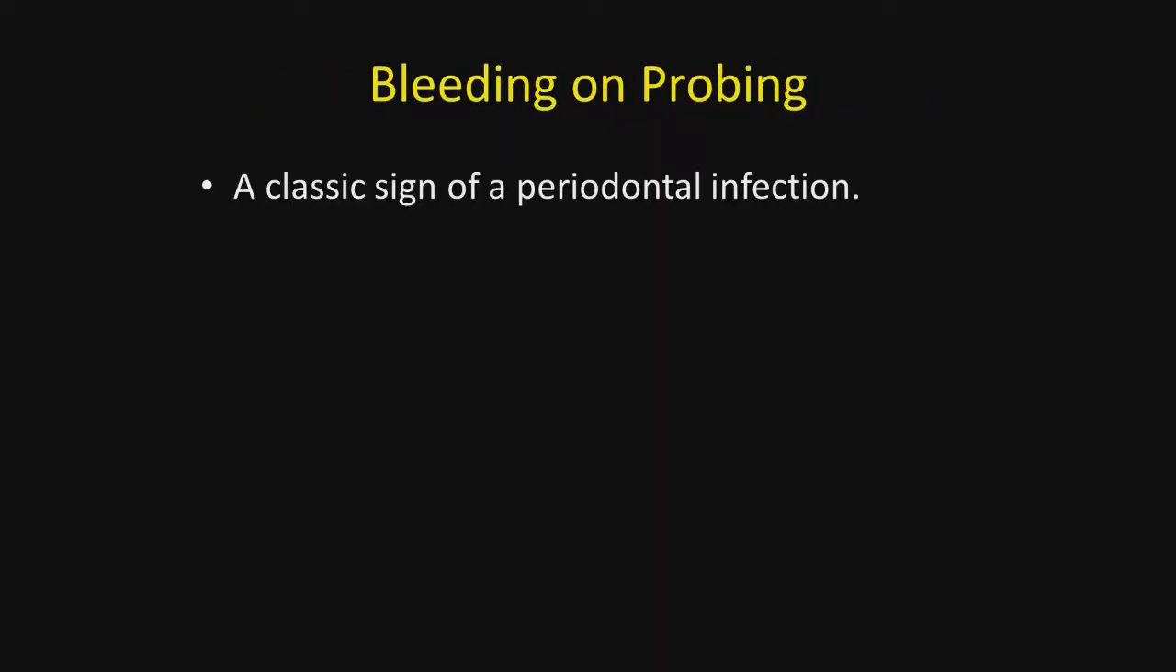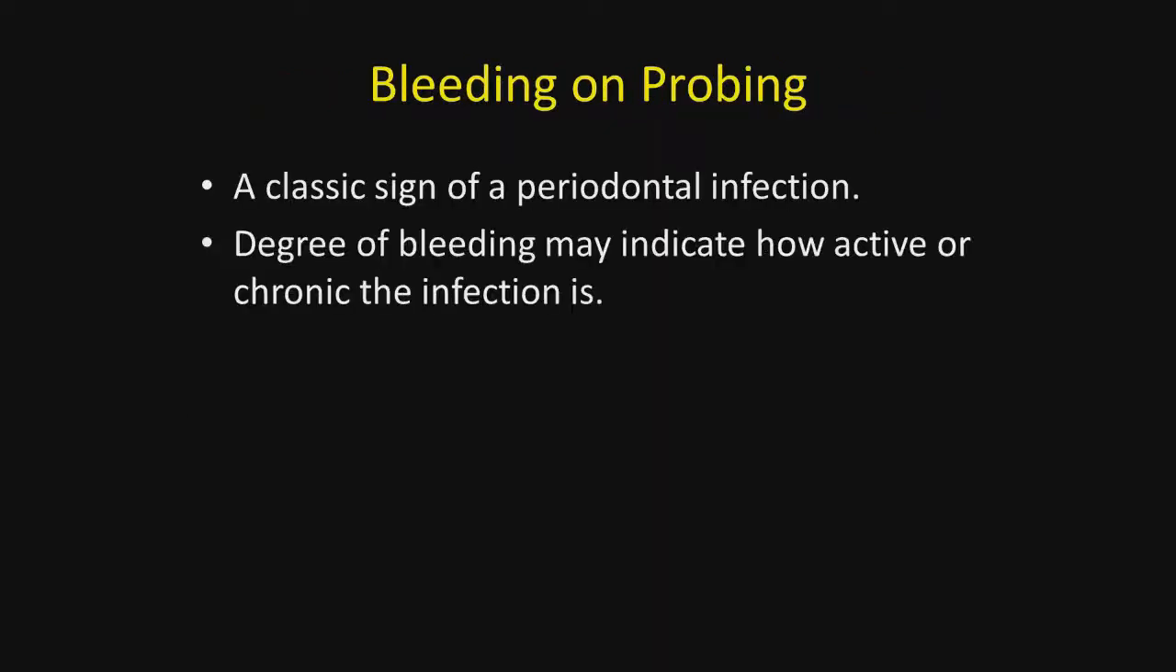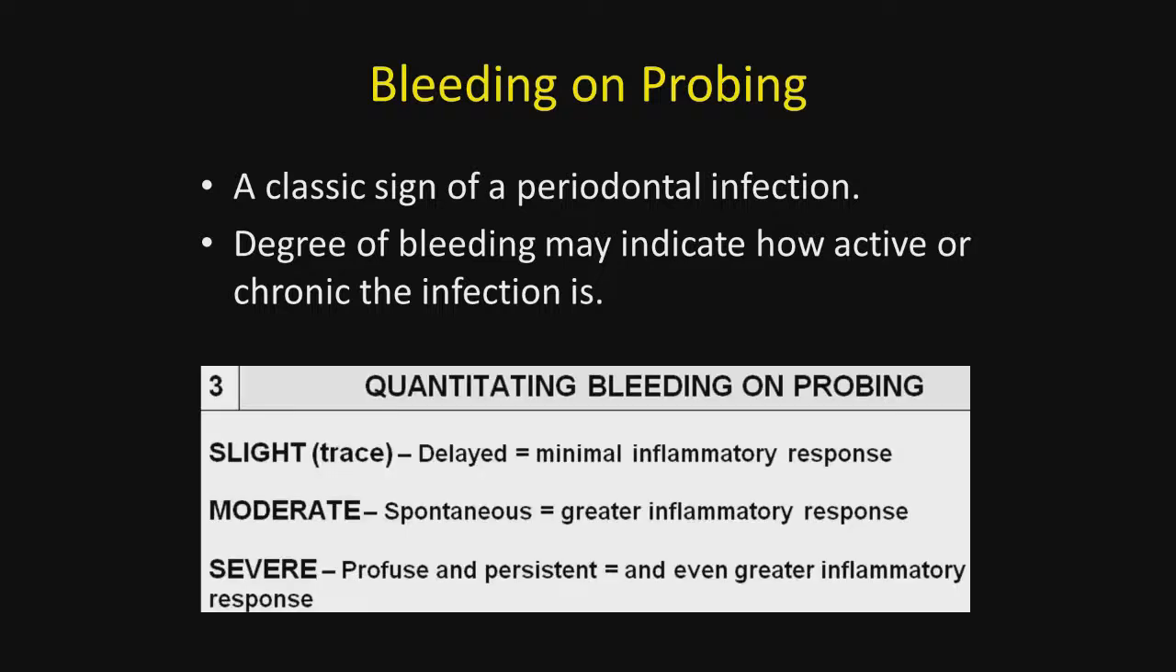Bleeding on probing is a classic sign of periodontal disease. On the score sheet that is used by students on the Miller-McIntyre Prognostic Index, we have this on the back. Quantitative bleeding on probing. And this is something that I think needs to be emphasized to all dental students. What is slight bleeding on probing?